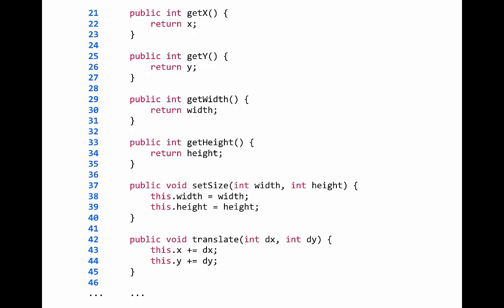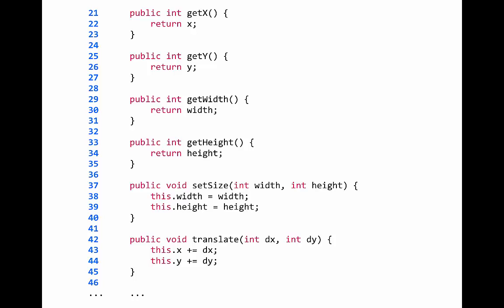We don't have individual setter methods in this class, but we do have a set size method that allows you to modify both the width and height fields at the same time. When a method allows you to modify the state of your object, we call it a mutator method.